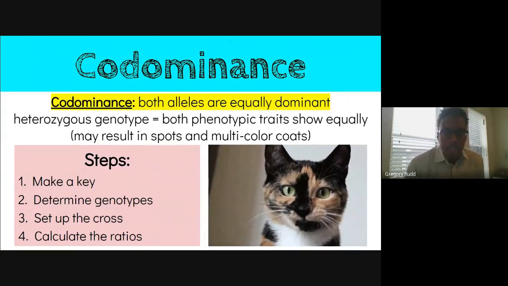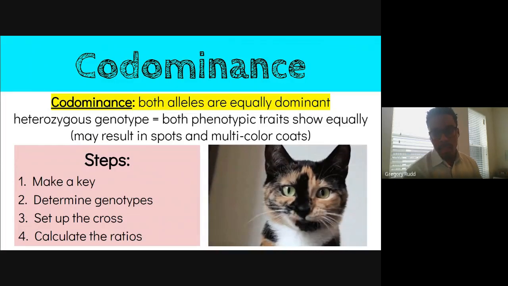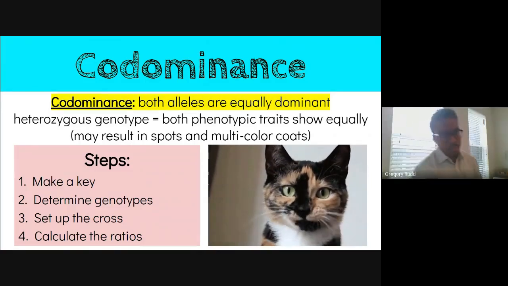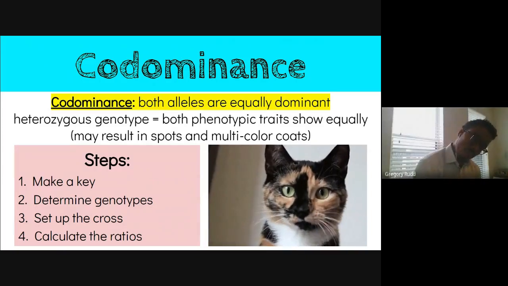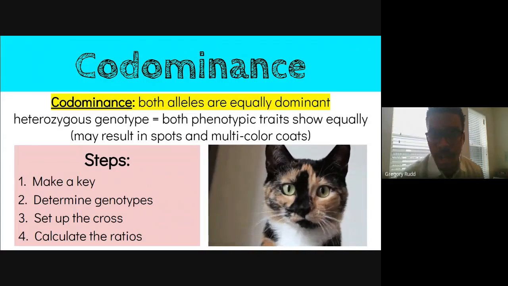The other concept that we need to introduce is called codominance. This is when you don't have really a dominant allele or a recessive allele. They have equal dominance. So your heterozygous genotype results in a phenotype that shows both of the traits. So this could be spots, this could be coats that have multiple colors, like the cat that you're seeing there. This could be stripes. So again, we want to focus on what happens to the heterozygous genotype.